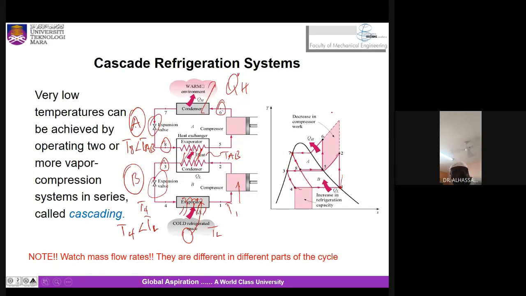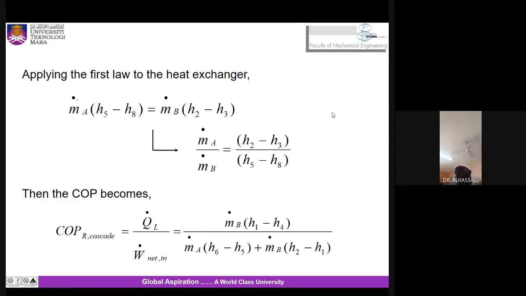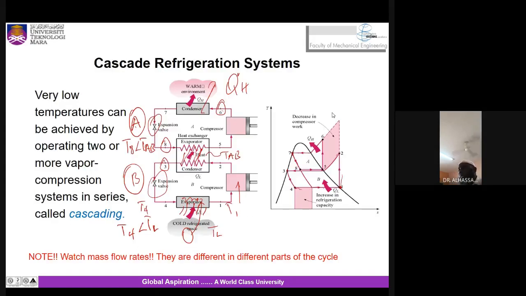You understand? Okay, so this is the basic operation for the cascade refrigeration cycle. So now if you apply the first law of thermodynamics to this system, then what we will observe over here is like this.